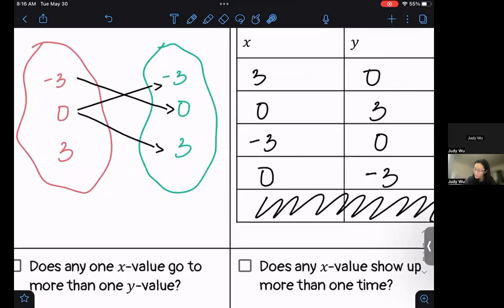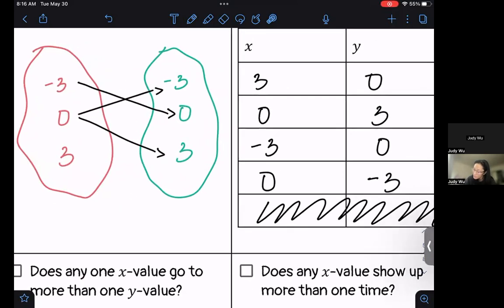But let's go ahead and finish our mapping diagram here. So -3 goes to 0, and 3 also goes to 0. So 3 goes to 0, right?